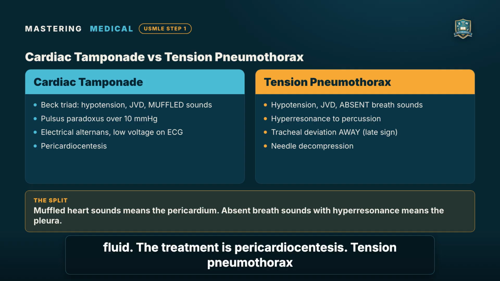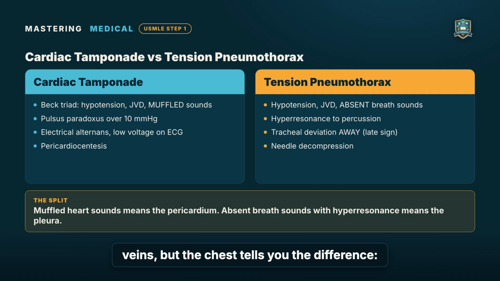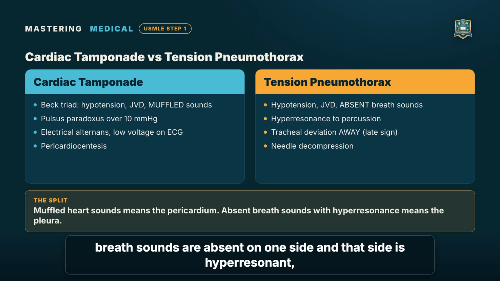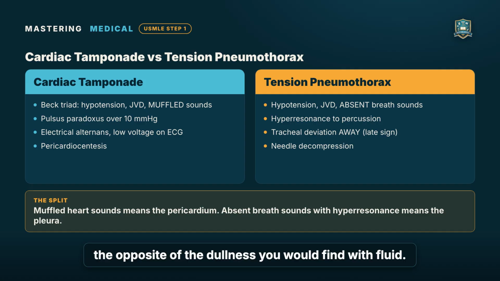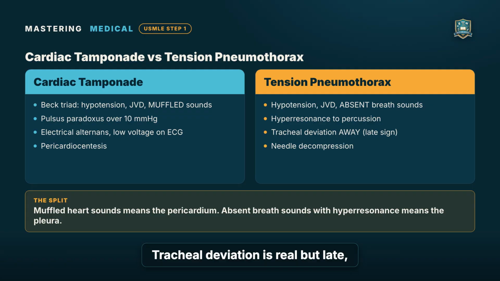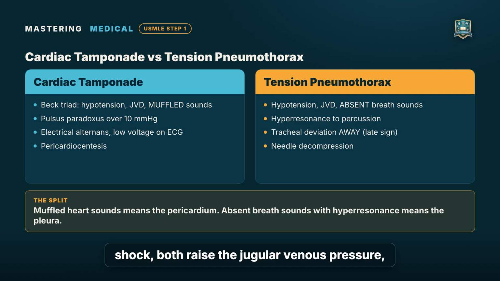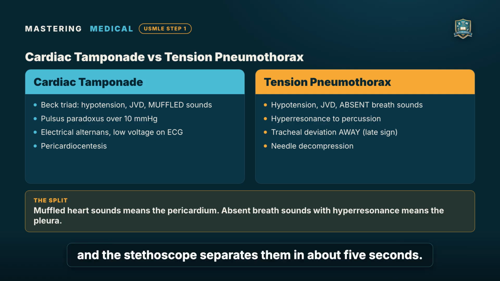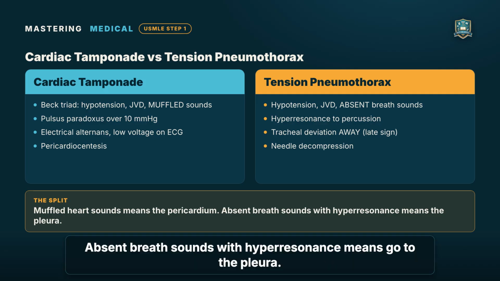The treatment is pericardiocentesis. Tension pneumothorax gives you the same hypotension and the same distended neck veins, but the chest tells you the difference. Breath sounds are absent on one side and that side is hyperresonant, the opposite of the dullness you would find with fluid. Tracheal deviation is real but late, so do not wait for it. The treatment is needle decompression. Both are obstructive shock, both raise the jugular venous pressure, and the stethoscope separates them in about 5 seconds. Muffled heart sounds means go to the pericardium. Absent breath sounds with hyperresonance means go to the pleura.